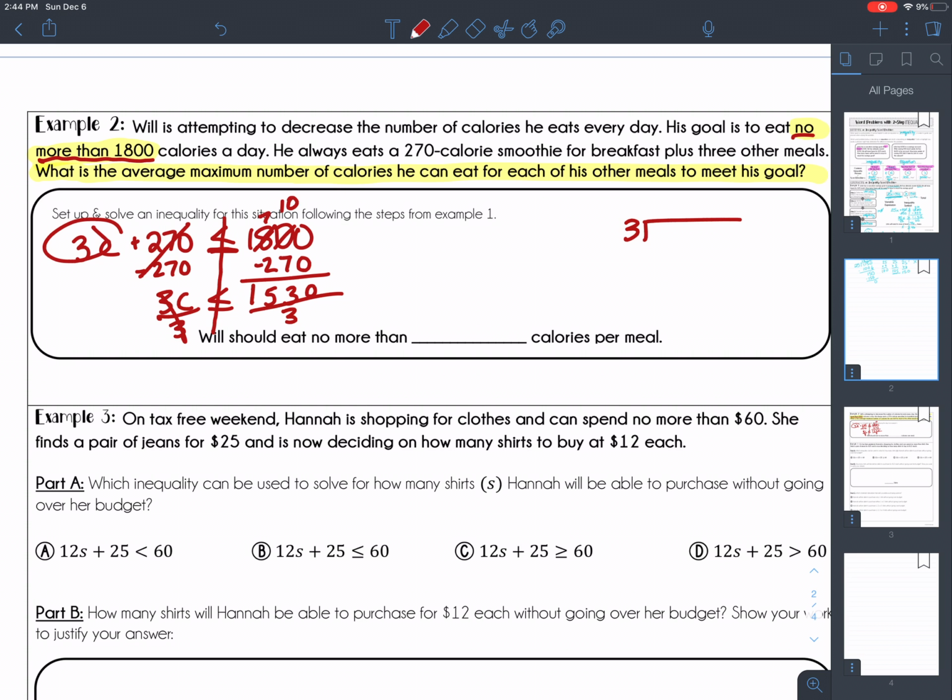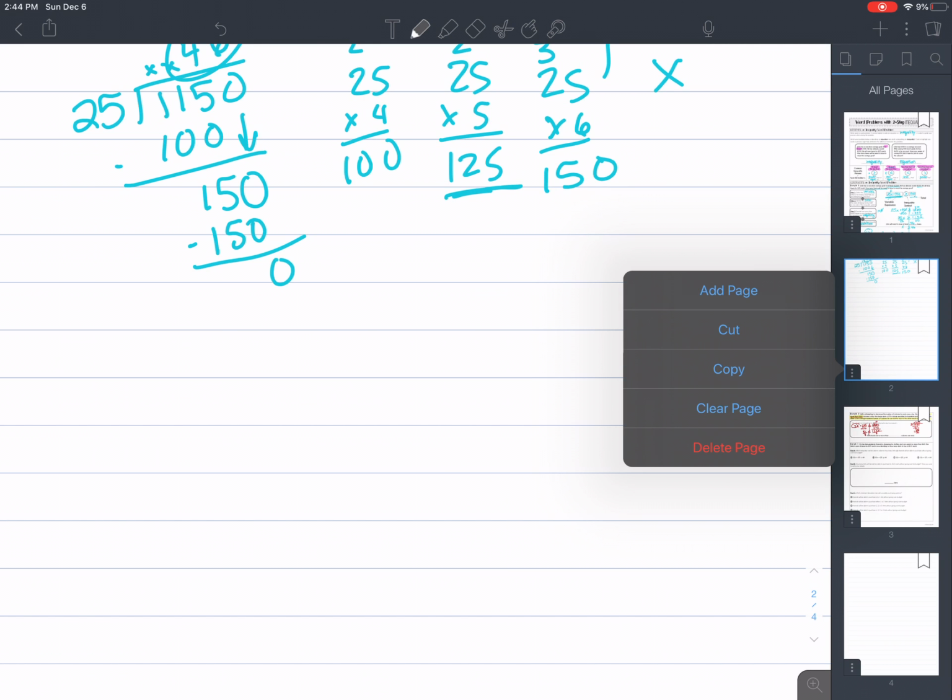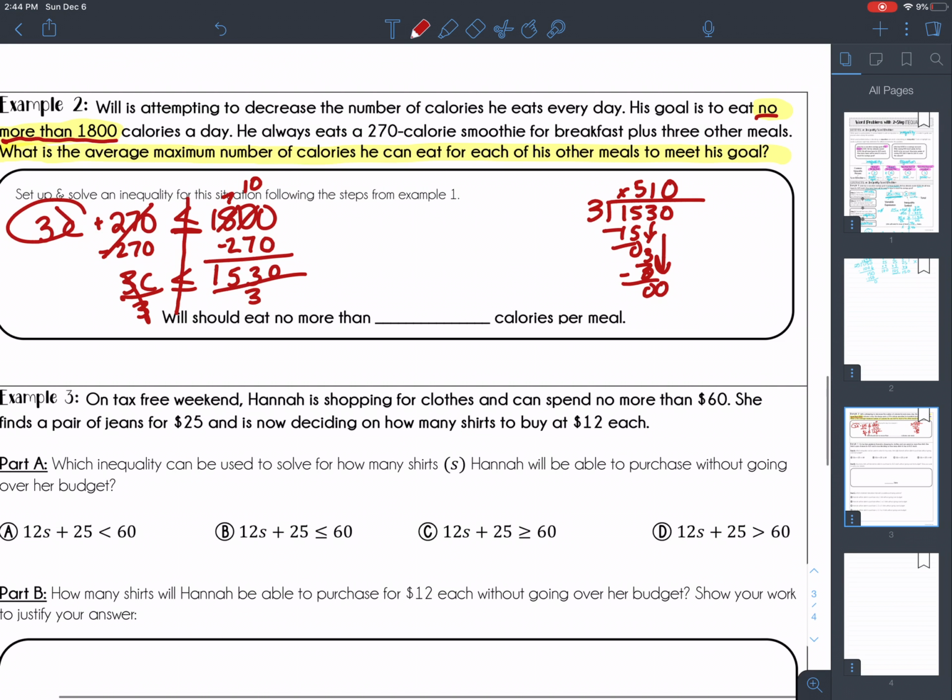Now we need to go into 3 will go into 15 5 times. 3 times 5 is 15. Bring down our 3. 3 will go into 3 1 time. We'll get a 3, and we'll have a 0, and we'll bring down our 0. 3 will go into 0 0 times. I don't need to add a decimal or continue because there's nothing left to bring down. So we know that our answer C has to be smaller than or exactly 510 calories per meal.